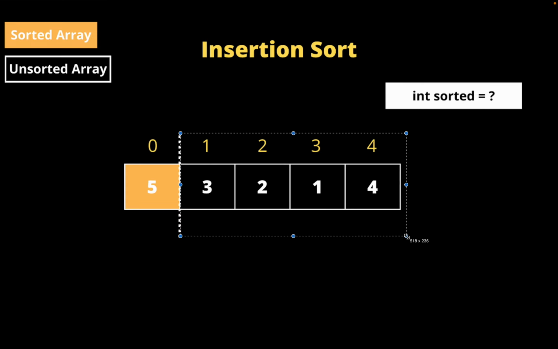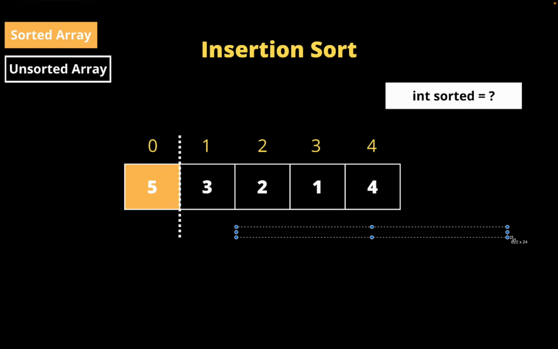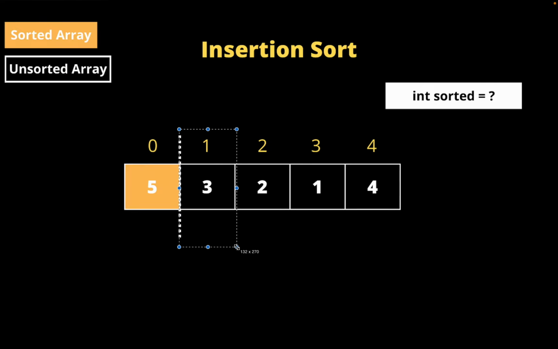It's not sorted yet. And here we have our variable where we are going to store the value of the unsorted array. So how is it going to work? This is going to go from this towards the right side, which basically means we are first going to take 3 and compare it with the 5, because right now we only have the 5.